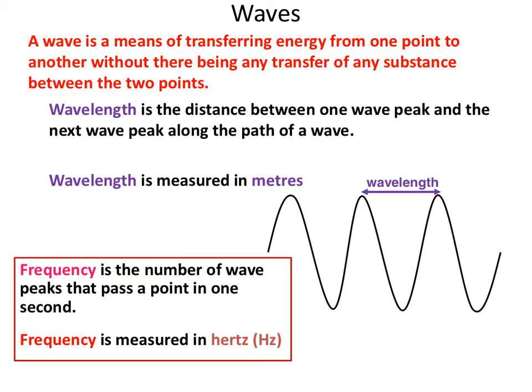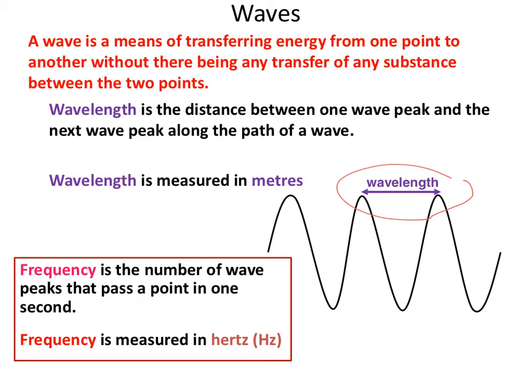The wavelength, which is highlighted here, is the distance between one wave peak and the next wave peak along the path of a wave. And wavelength is measured in meters. Other key terminology that you need to be aware of for waves is frequency, and the frequency is the number of wave peaks that pass a point in 1 second. Frequency is measured in hertz.